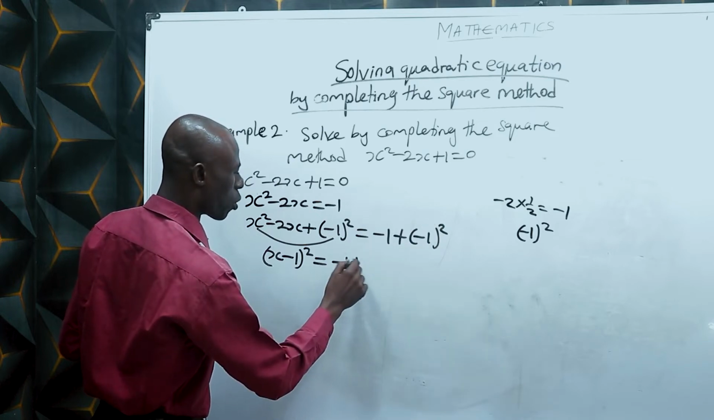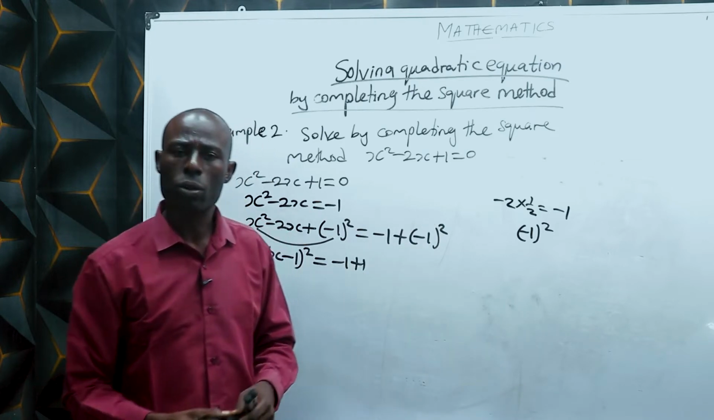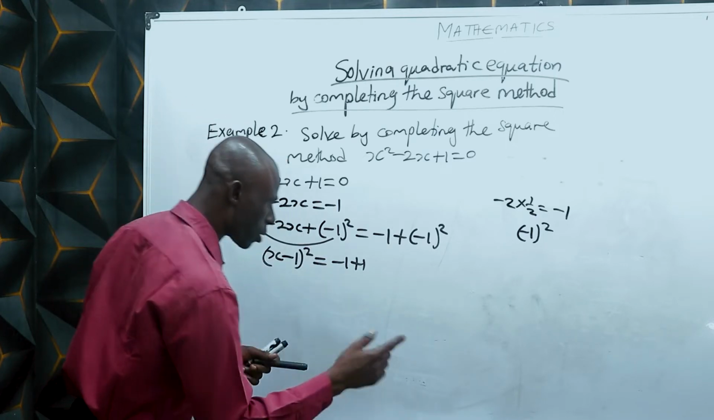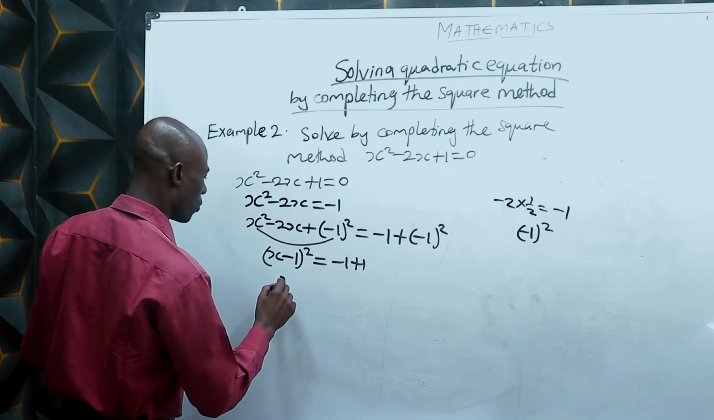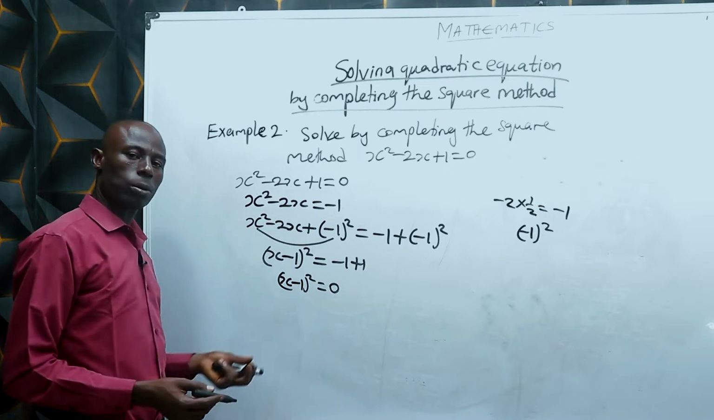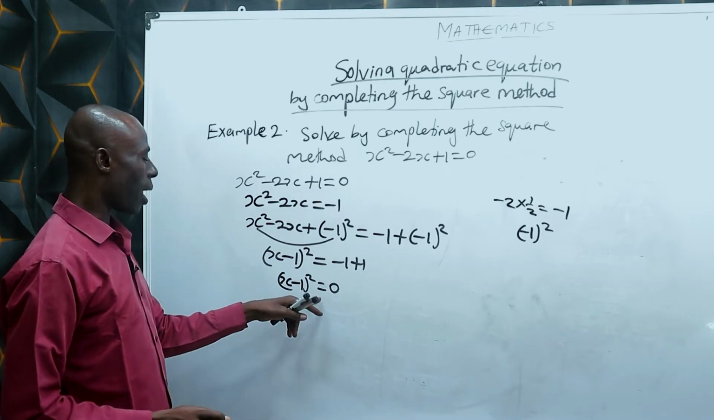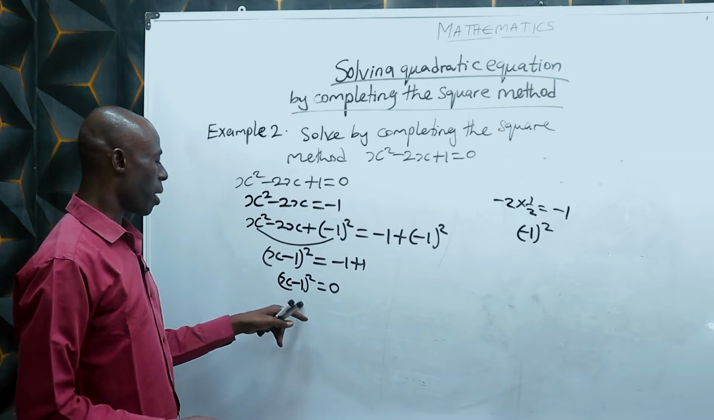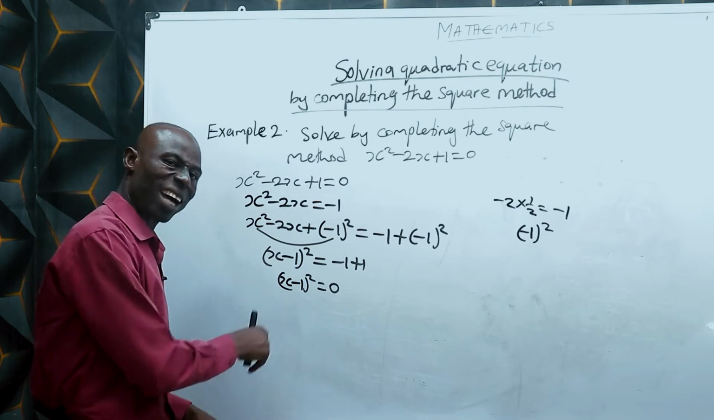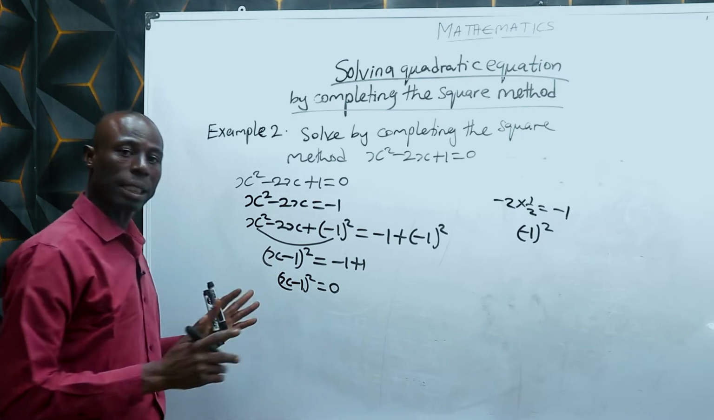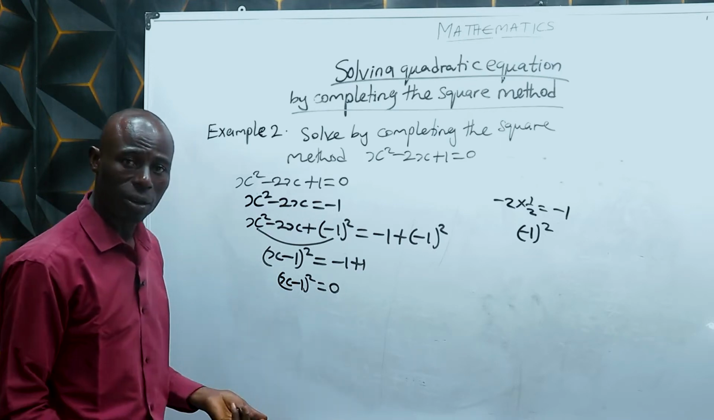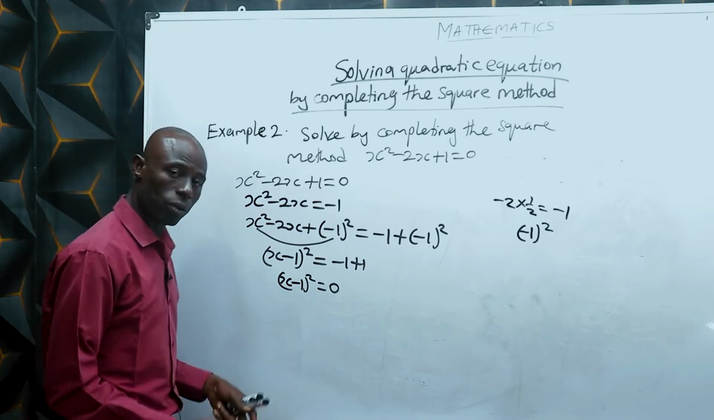Minus 1 squared is plus 1. Squaring a negative value brings it to positive. So minus 1 plus 1 is 0. So we have x minus 1 all squared equals 0. Now, you can see that we have x minus 1 all squared equals 0. That forces us back to go and factorize this. Though we are using the completing the square method, we get 0 on the other side. So we are forced back to go and factorize this.